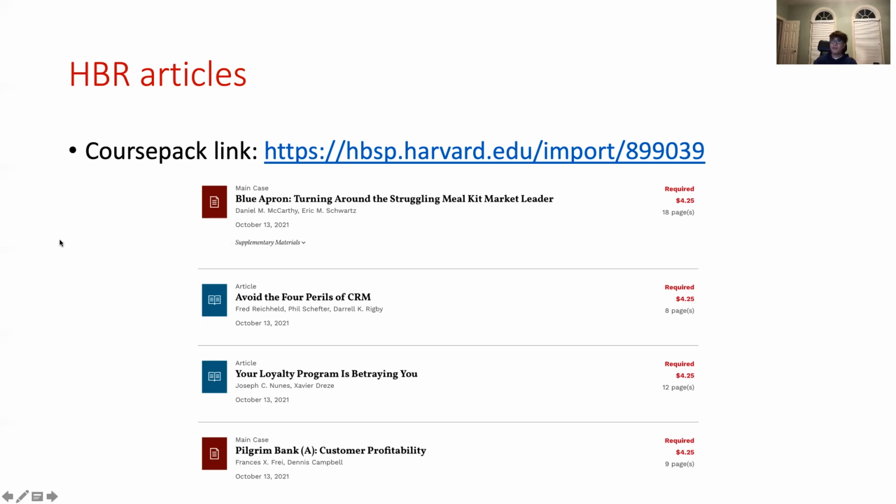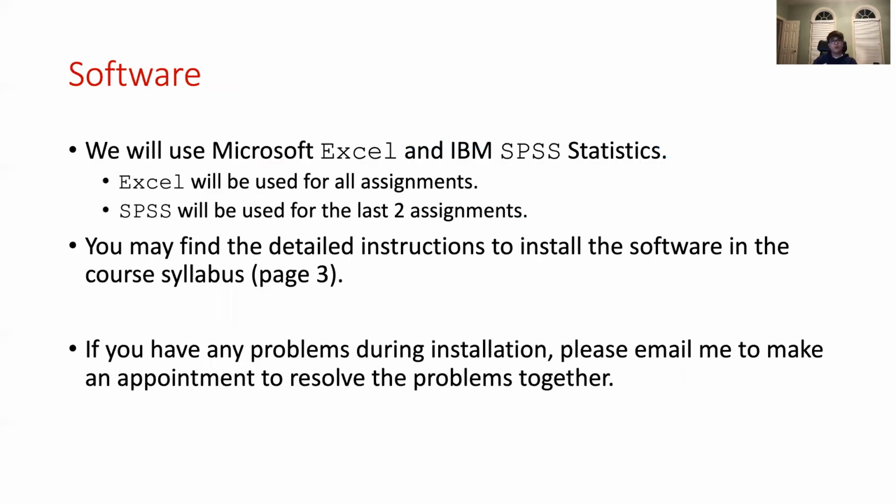And software, we will use Microsoft Excel and IBM SPSS Statistics. Excel will be used for all of the assignments, and SPSS will be used for the last 2 assignments. So you can find the detailed instructions of how to install the software in our course syllabus. So please refer to page 3 in our course syllabus to install it. And if you have any problems during installation, please email me. I will help you resolve the problems.